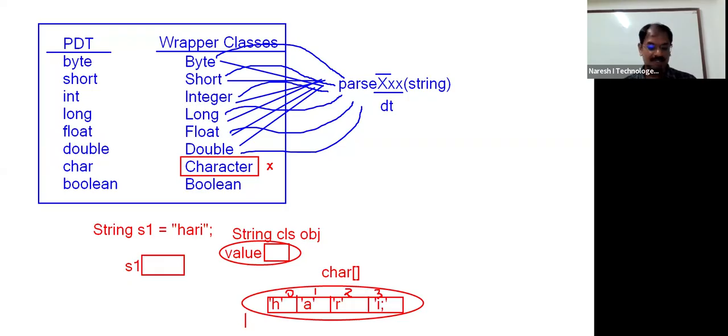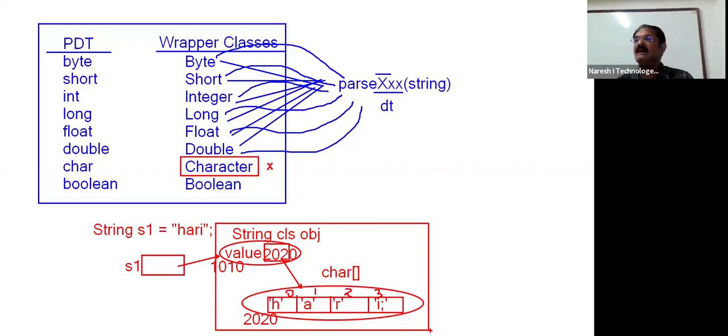Now the reference is 2020 and the other reference is 1010. 2020 is pointing to it. This entire thing is called a string object. Inside the string object, the character is already stored as a character. You need not convert it again. Understand? That's why there is no parse char method in the character class.